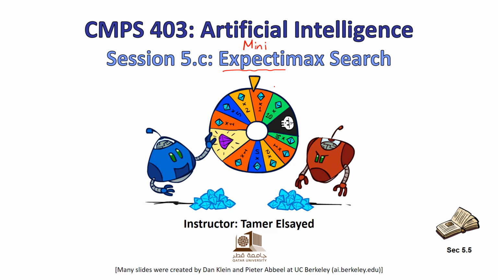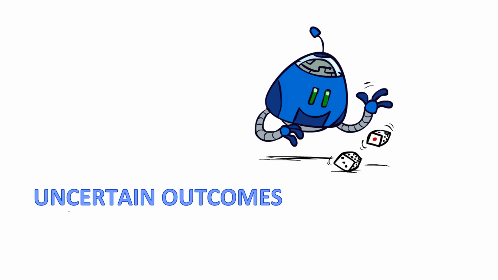In Minimax, we assume that the opponent is always optimal, is always a mastermind, is always playing against the agent. Sometimes that's not true. Sometimes the opponent is not optimal. Sometimes there is some randomness, or there is some uncertainty in what the opponent will do. So how can we deal with uncertain outcomes or uncertain decisions that the opponent can make? This is exactly what we will address in Expectimax search.